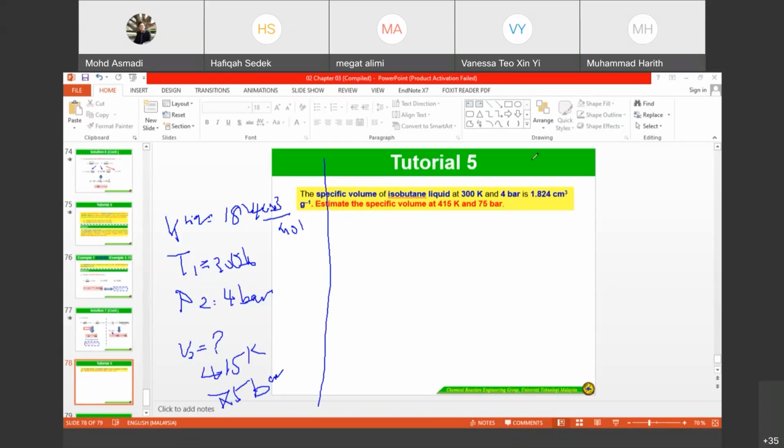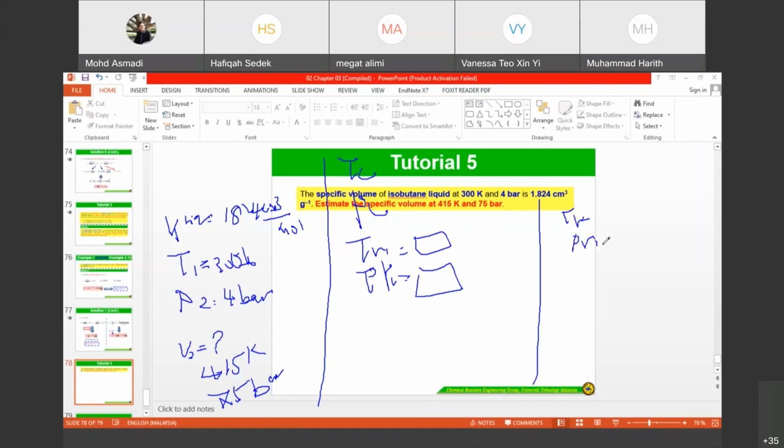Okay, what you have to do is determine TC and PC, and as well as calculate TR and PR. So there are two conditions: you have to calculate TR1 and PR1, and another one is TR2 and PR2. Please calculate.